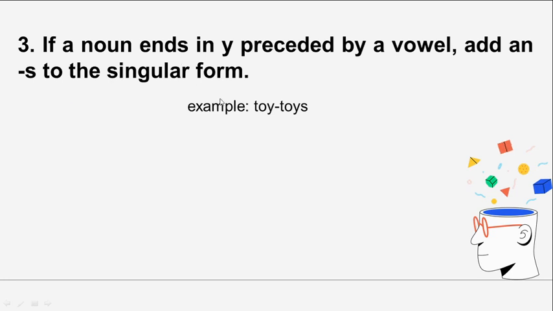For example, toy. Here, it ends with letter Y, and it is preceded by a vowel letter, which is letter O. So you just need to add letter S. It will be toys. Can you think of another example? Good job! So now let's move on with number 4.